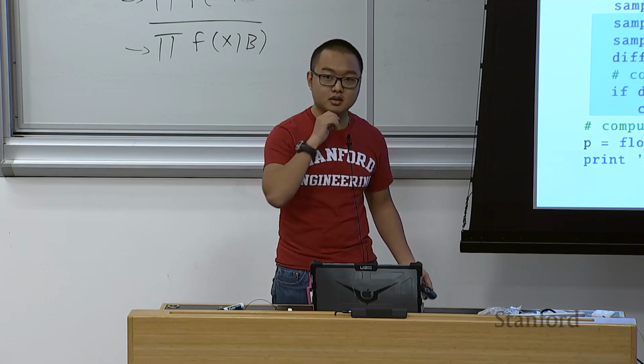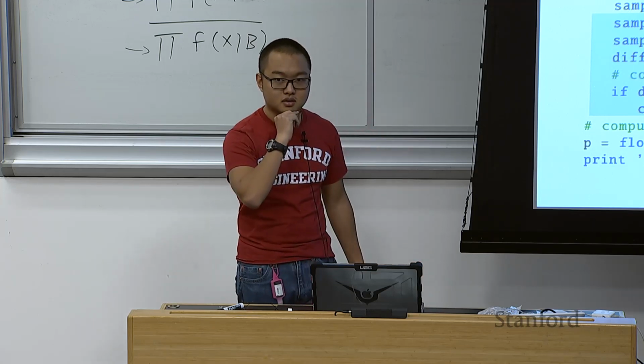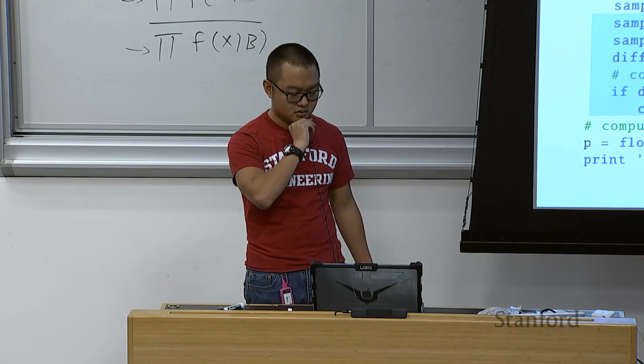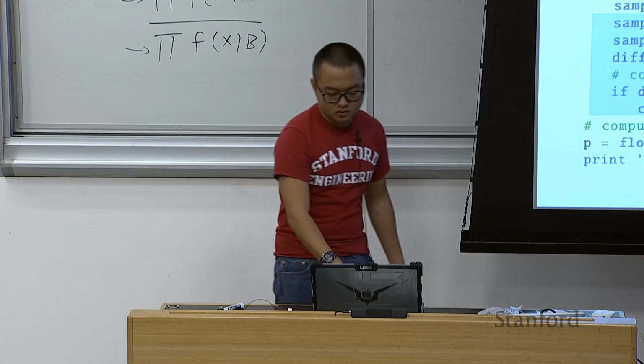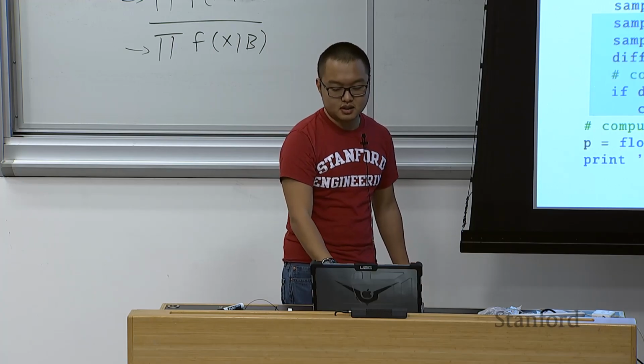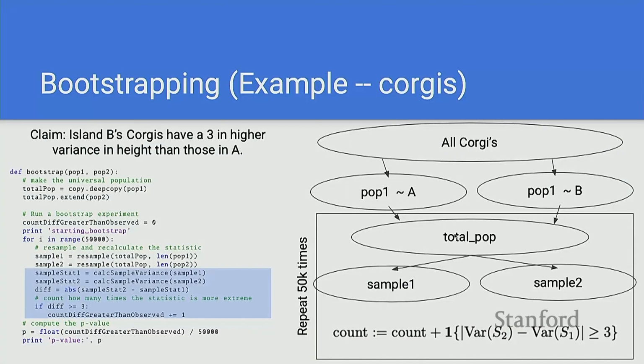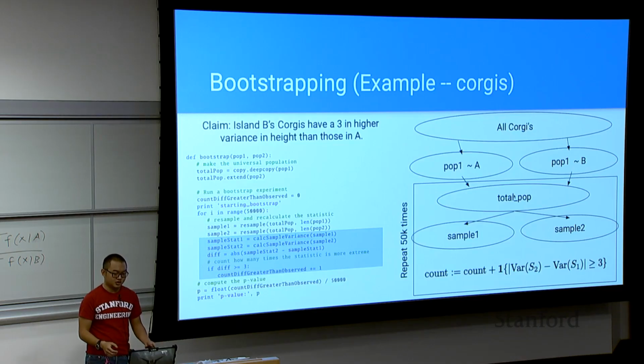Yes, in the back. Why are you taking the absolute value of that difference when you want to show that island B, so sample 2, has a higher variance? Oh, it's because we want to see, if we take the corgis from island A and island B and put them into a total population, we don't actually know which of these corgis came from island A and island B. And what our p-value is trying to show is, even if I don't know, the claim about the variance shouldn't just appear in nature.